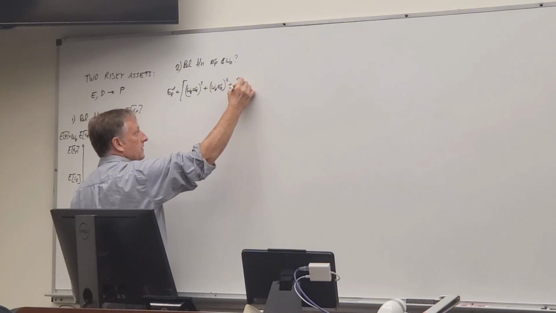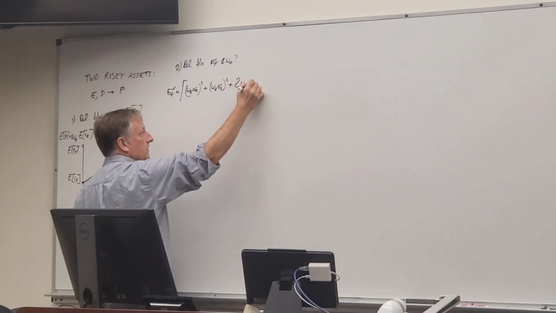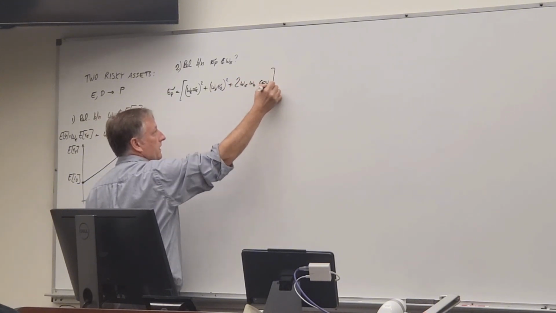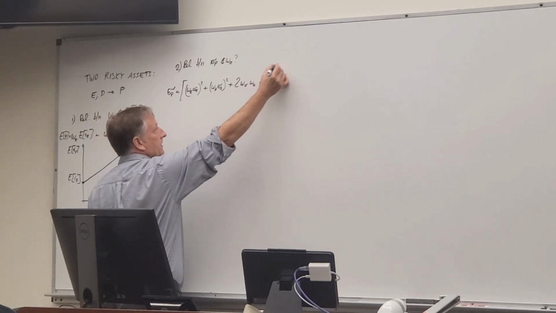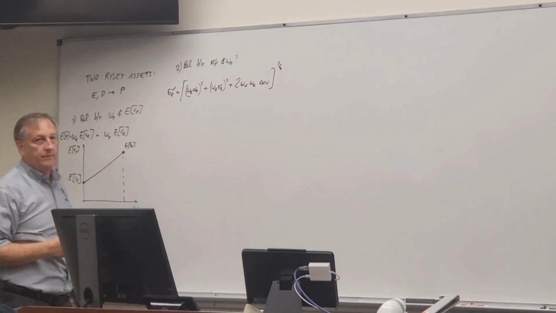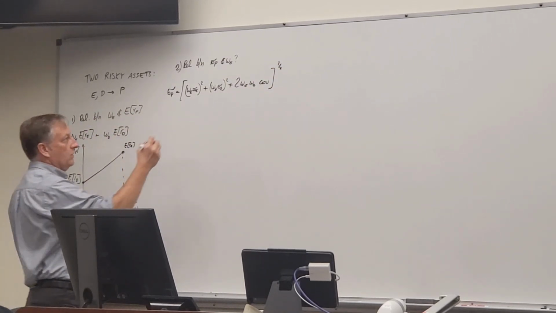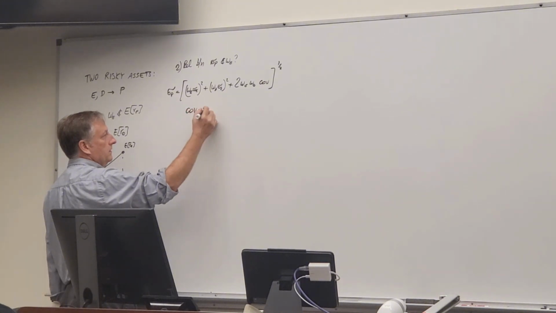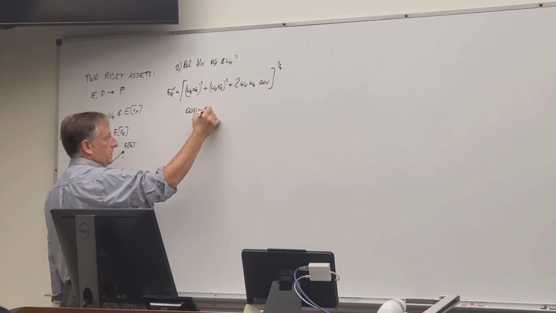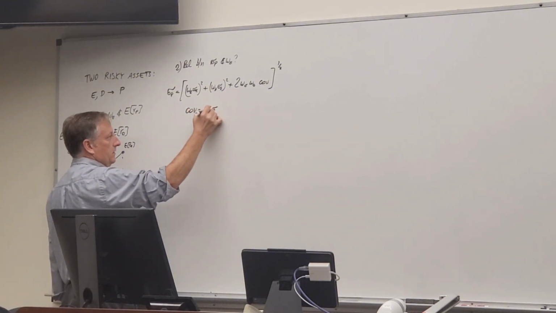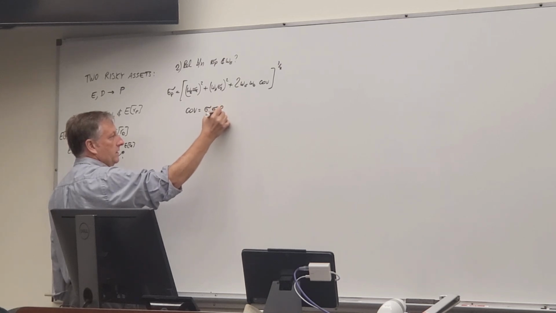plus twice the weight times covariance. And then you take the square root. And what is this covariance thing? That is rho times the two risks: risk of equity, risk of debt. That's covariance, right?